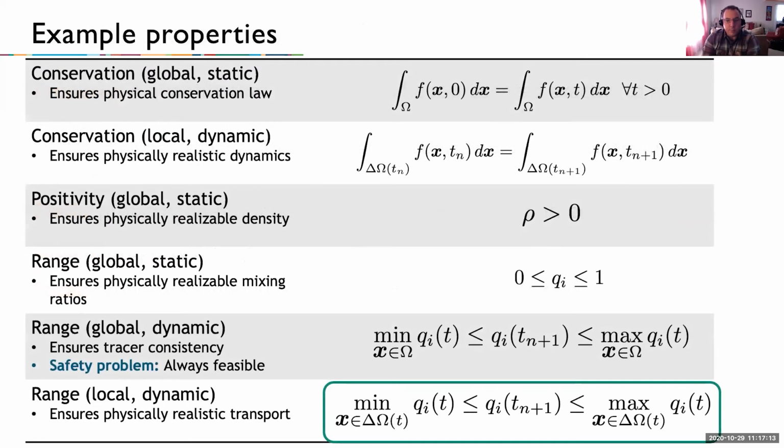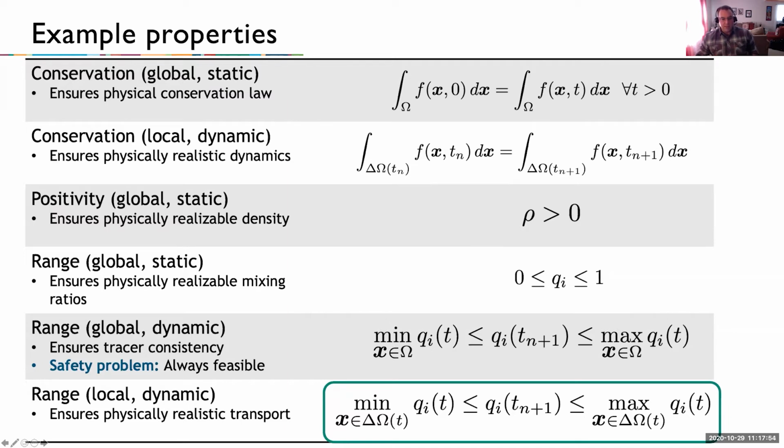And so I just wrote some of these down in a little bit more precise fashion here on this slide. So we have conservation is global and static. We want the integrals to stay constant in time. But there's also a local and dynamic version of mass conservation, which says that the amount of mass in any Lagrangian volume has to equal the mass from which it came. And of course, there's positivity, which we already talked about, and concentration. There's a global dynamic range preservation, which means that if at your initial time you have a lower bound and an upper bound, your intermediate times should not change those bounds.